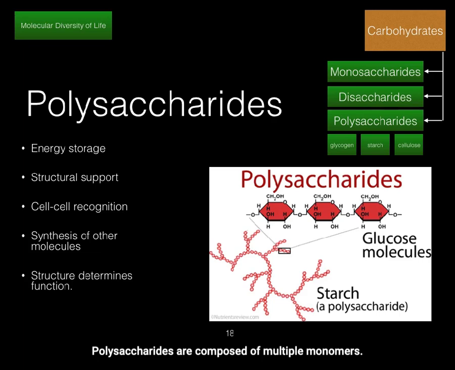Polysaccharides are composed of multiple monomers. They have several functions, all based on structure. Common roles include energy storage, cell structural support, cell-cell recognition, and synthesis of other molecules.